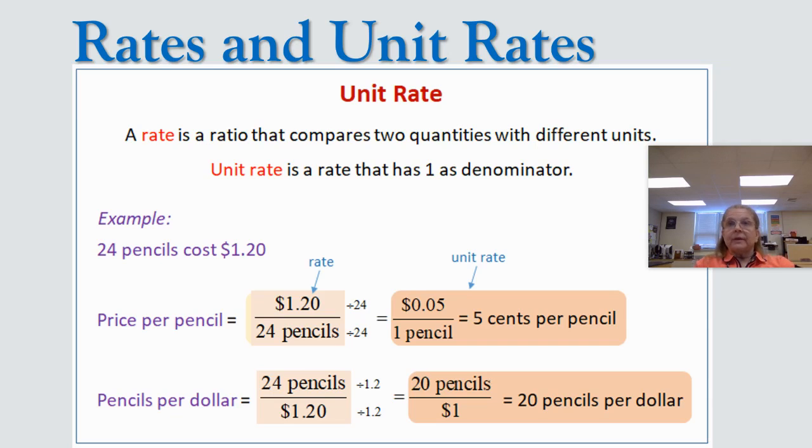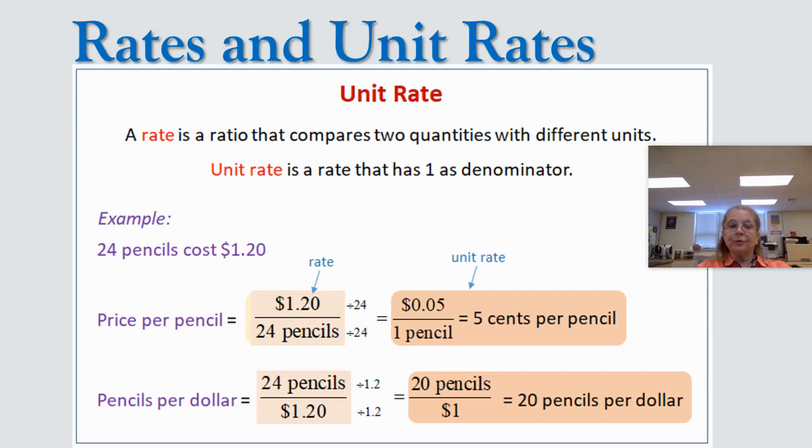For example, 24 pencils cost $1.20. So the two units are pencils and dollars for money. If you wanted to know the price per pencil, that would be a unit rate. The word unit means one or per one. So a unit rate is a rate that has one as the denominator.